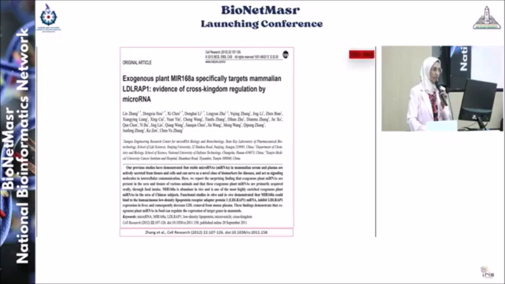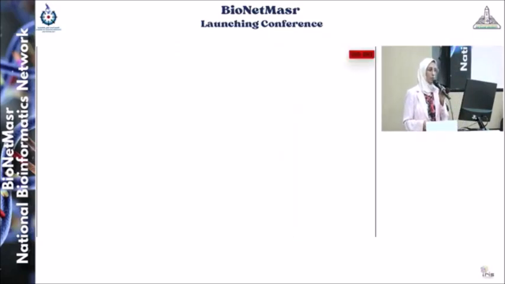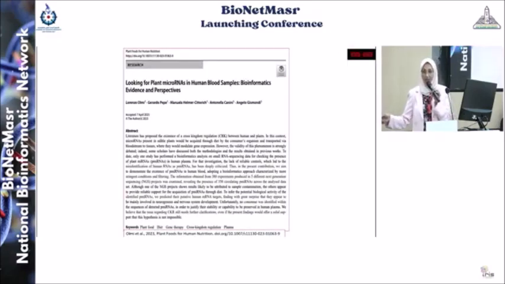Now it's working, okay. I put an example of a paper that was published, and actually it's because it was only known in 2012 that there is a dietary source of microRNA. So this group of people from China, Zhang et al., they were very excited and reported a surprising finding that exogenous plant microRNA are present in our sera, in our tissue, and it will affect the way our genes are expressed. This was in 2012, okay? Up until now, they are still doing it. It's still a hot area of research.